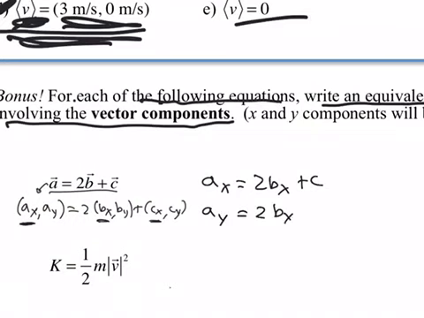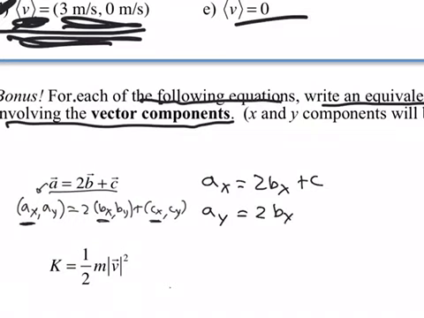Now the next one is a little bit different because it's actually a scalar. It's the kinetic energy on the left, and then we have the magnitude of our vector squared here. So this is going to be equal to 1/2 m, and I'm not writing k in terms of its components because k is just a scalar. It doesn't necessarily have any vector components.